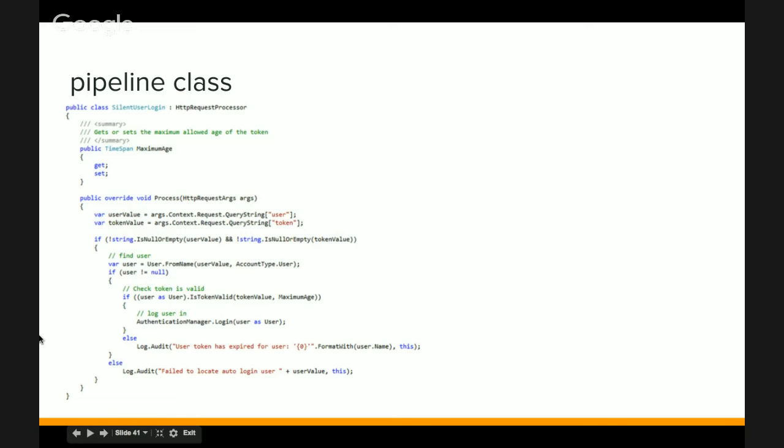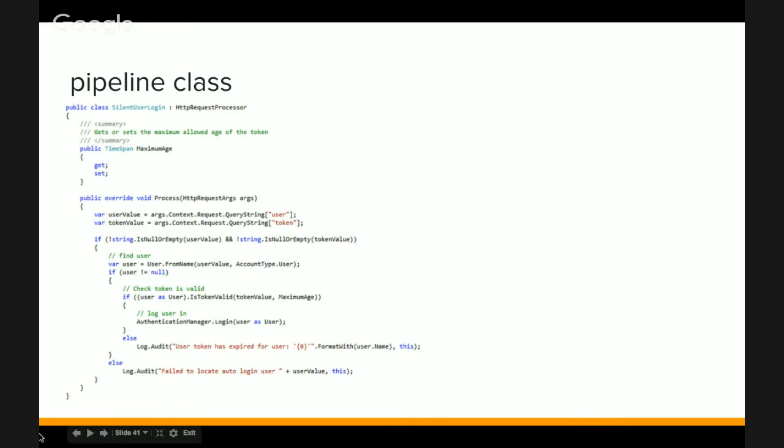Say we have a case where we need to silently log in a user. This is from some code that runs in the authoring environment. In order to get into the authoring environment, you have to log in, but we needed a case where we silently log in that user behind the scenes. So we look at the request args, and the first thing we do is pull two query string values out of the request. With the argument passed in, we can use the context and get at the request, and pull the query string values for user and token out.